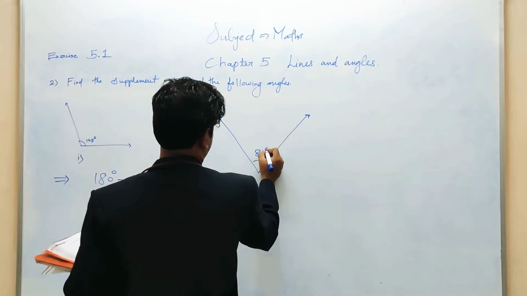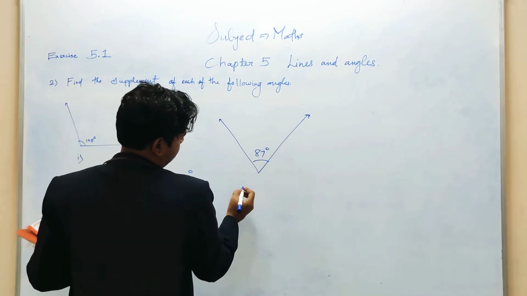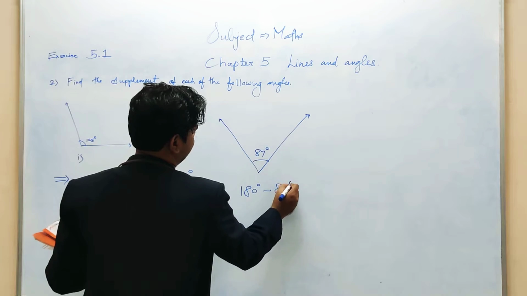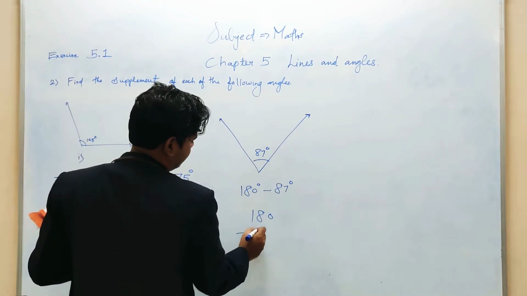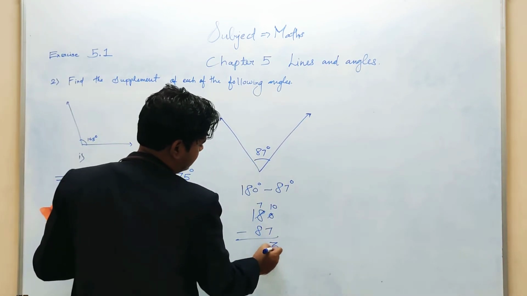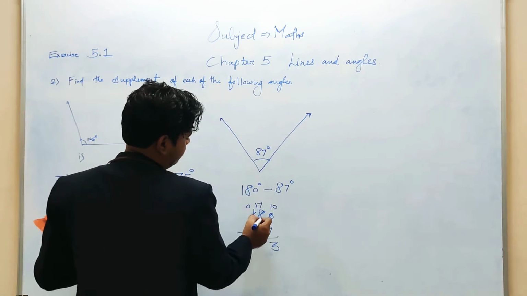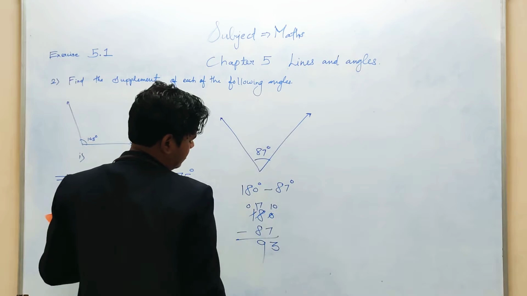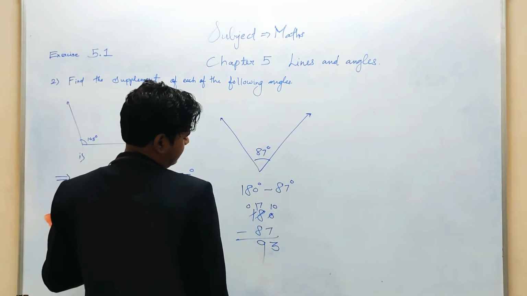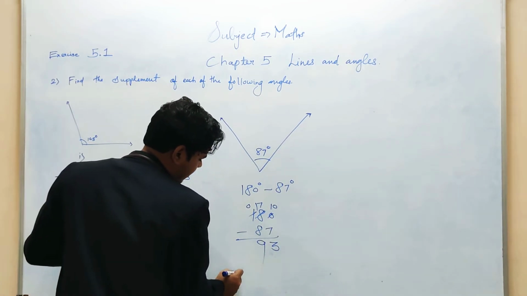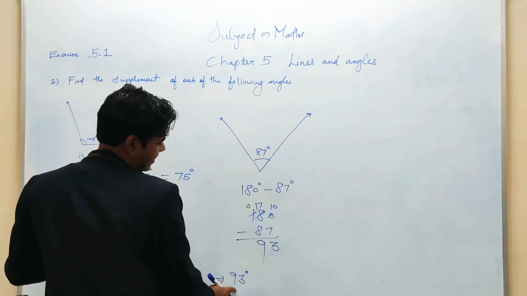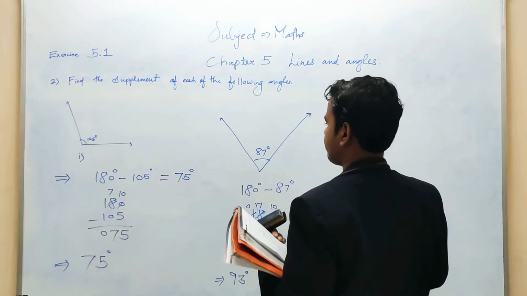That is 87 degree. So again we will subtract this 87 from 180 degree. 180 minus 87. This will become 7. This will become 10. 10 minus 7 is what? 3. This will become 0, this will become 17. 17 minus 8 is what? 9. 93. Okay, so 93 degree is your supplement. Next.